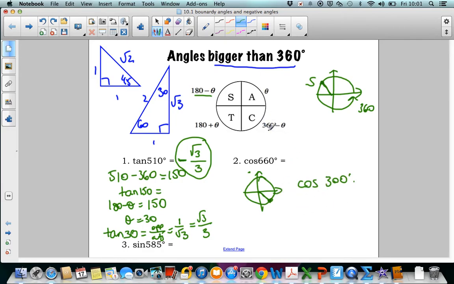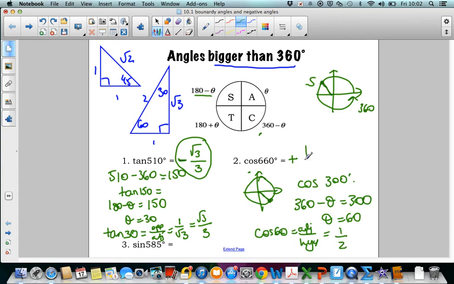We need to find the associated acute angle, so it's in this quadrant. Oh, first of all, we need to decide the sign. I forgot that. We're in this quadrant here. Cosine is positive, so we know our answer is going to be positive. Okay, and then 360 minus theta is going to be 300. So our associated acute angle is going to be 60. So we need to find cosine of 60 and the usual process, so adjacent over hypotenuse, and over here the adjacent is 1 and the hypotenuse is 2. So the answer is 1/2 and it's positive.